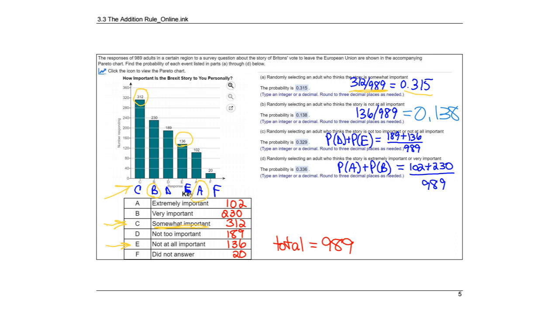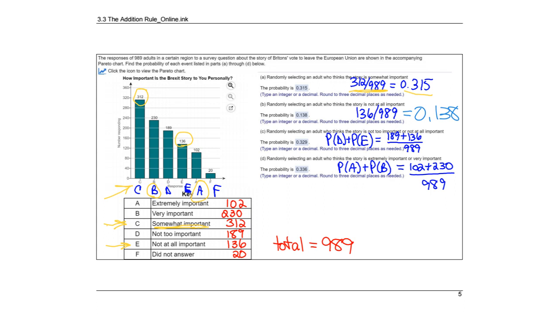Okay, what else we have? So then you have that a story is not too important or not at all important. So that would be D and E. It says or, so we're going to add them together. And these bar charts are all mutually exclusive. So I have 189 plus 136 all over 989.